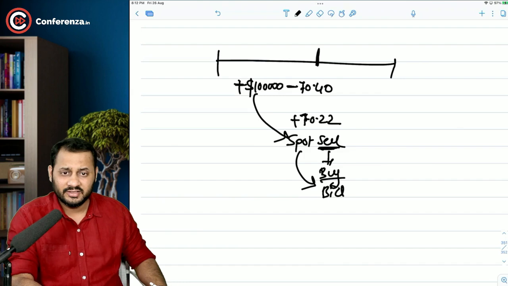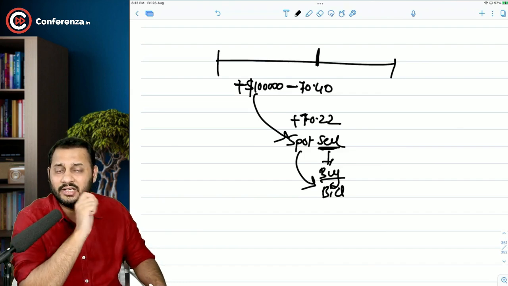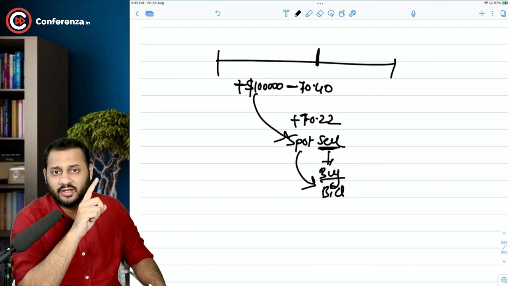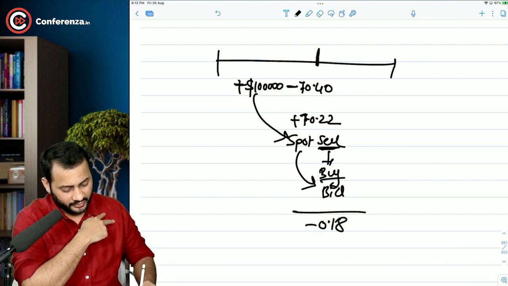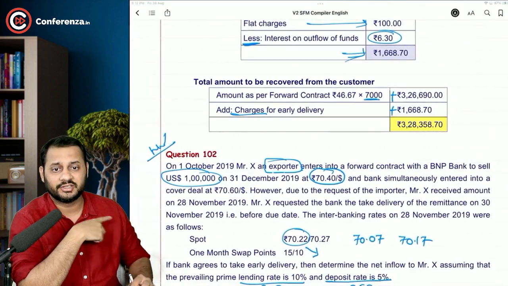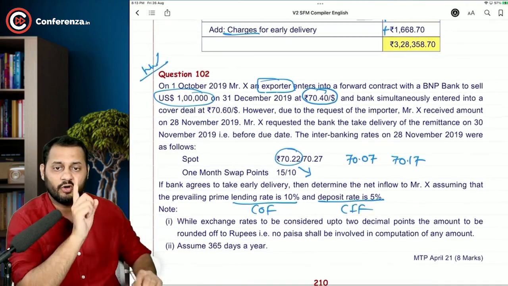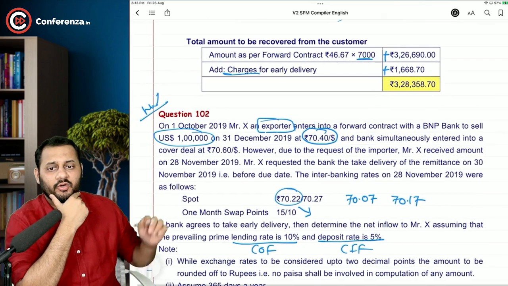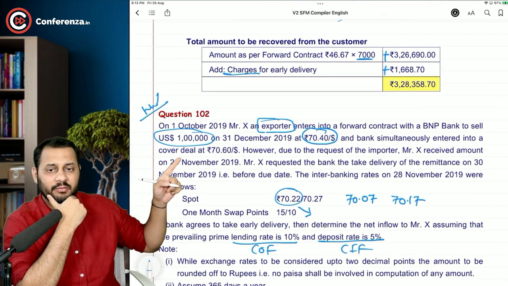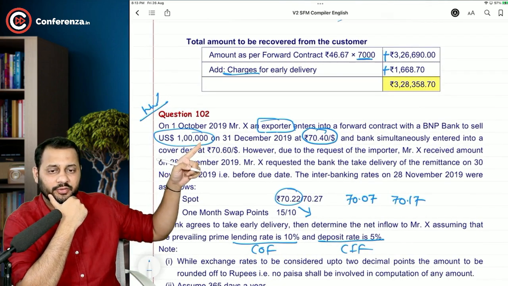70.22. Now you can clearly see that we have an outflow of 18 paisa. 22 is the receipt and 40 is the outflow. So loss of 0.18, we are going to charge interest at 10% for 1 month. On 28th November early delivery is happening, and 31st December was the due date.